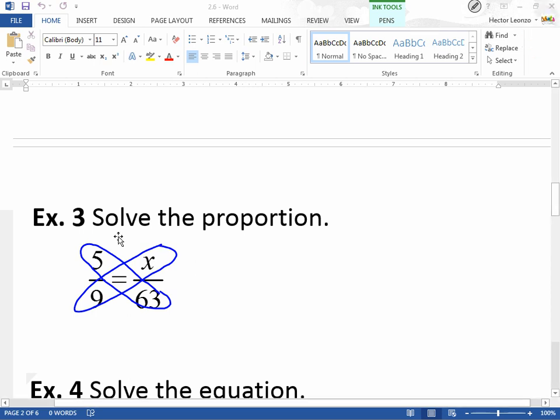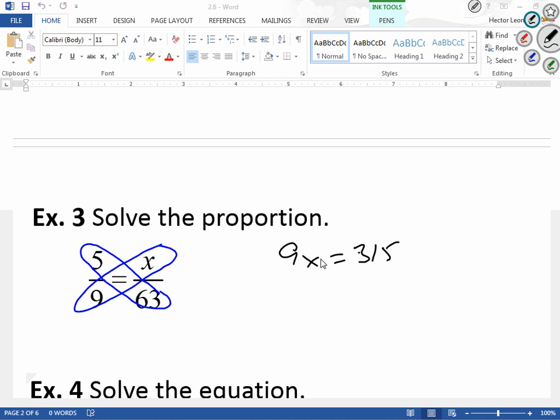But first let me do this. I'm just gonna cross multiply it. It doesn't matter which one you do first. I'm gonna do the 9 times x. 9 times x gives me 9x. 5 times 63, let me use that calculator for that. 5 times 63 gives me 315.